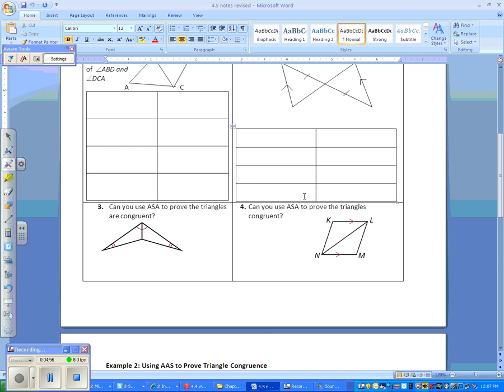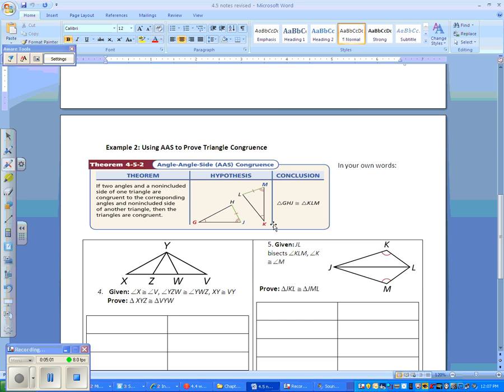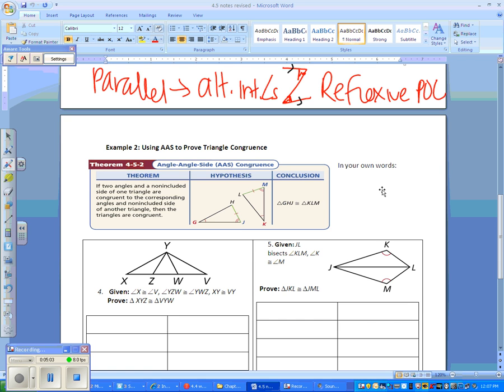I don't like how the book doesn't give you enough examples, and I apologize, but we'll work on it in class. The second shortcut is AAS. In AAS, the side this time is not touching both of the angles, it's only touching one angle. So in your own words, it does not have to be included. It's non-included. It's excluded, if you will.